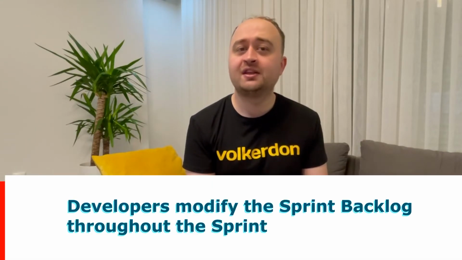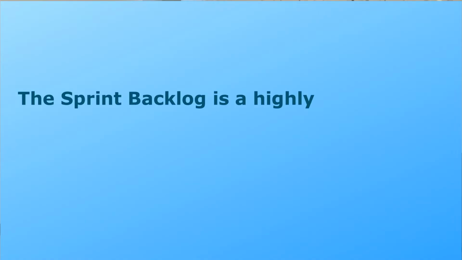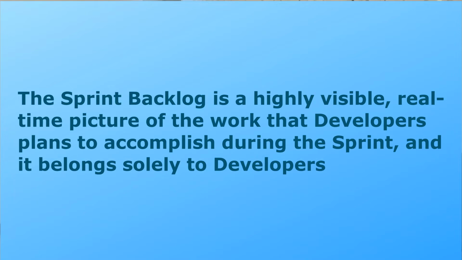The sprint backlog is a plan with enough detail that changes in progress can be understood in the daily Scrum. Developers modify the sprint backlog throughout the sprint. Only developers can change the sprint backlog during a sprint. The sprint backlog is a highly visible, real-time picture of the work that developers plan to accomplish during the sprint, and it belongs solely to developers.